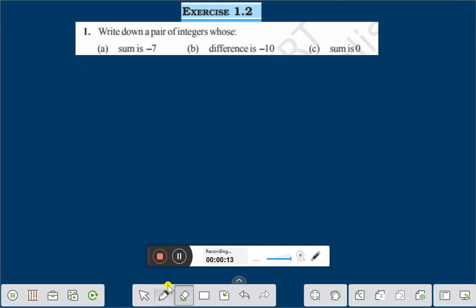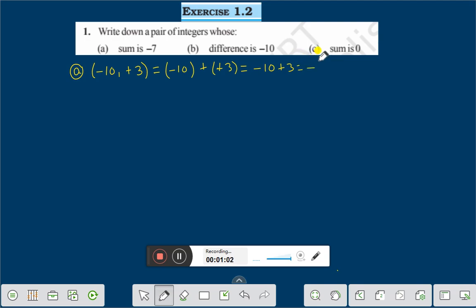Let us take a pair of integers whose sum is minus 7, right? Let us take minus 10 and plus 3. Let us take the sum. It is minus 10 plus of plus 3. It is coming to minus 10. Plus into plus is plus, plus 3 is equal to minus 7.